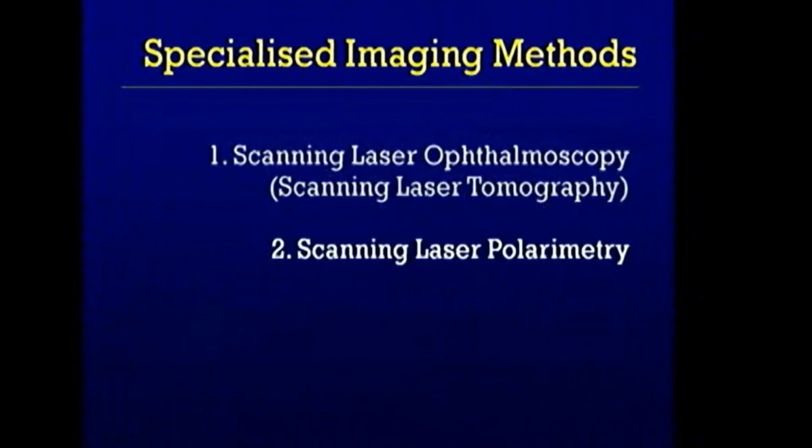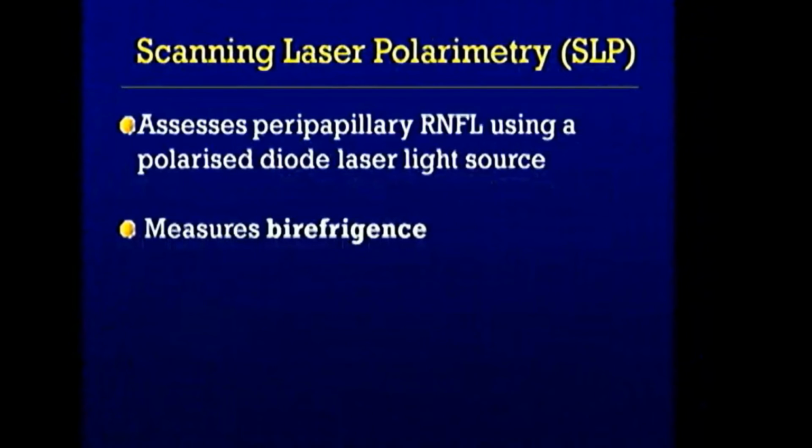So I've finished with the scanning laser ophthalmoscope. I'm going to talk about the scanning laser polarimetry now, or GDX. Has anyone heard of the GDX? So the GDX is a scanning laser polarimeter produced by Carl Zeiss, and it assesses the peripapillary retinal nerve fiber layer using a diode light source. And it measures birefringence.